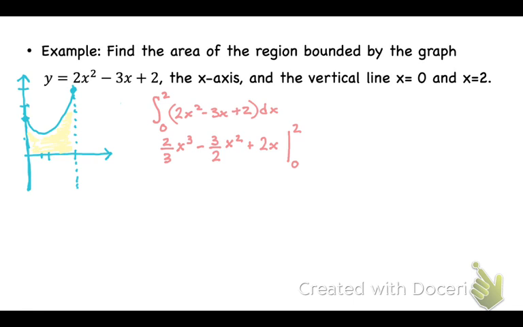Okay, what's going to be nice about this one? 0. It's 0, so you just have to do the first one. So we got 2 cubed is 8 times 2/3 is 16/3. Minus 4, actually 4 times 3/2 is 6. Did you guys get 6? Plus 4. So that'd be negative 2, so it'd be negative 6/3.